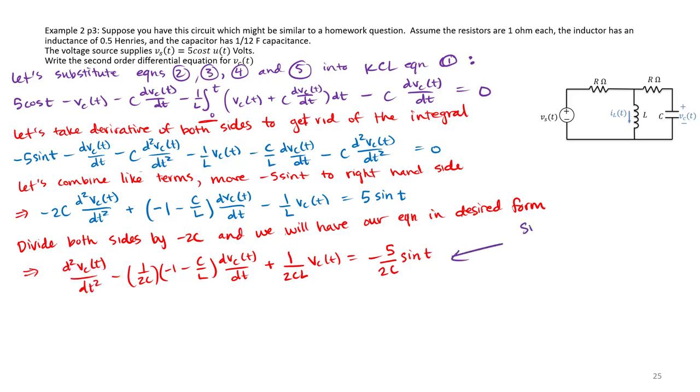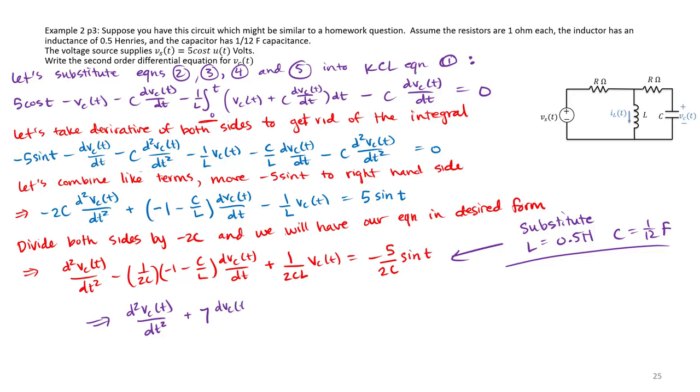Our last step is to substitute. We know that our inductance L is 0.5 henries. C is 1 over 12 farads. So if we substitute those values in, we will get the final result: d squared Vc of t dt squared plus 7 dVc dt plus 12 Vc of t equals negative 30 sine t.